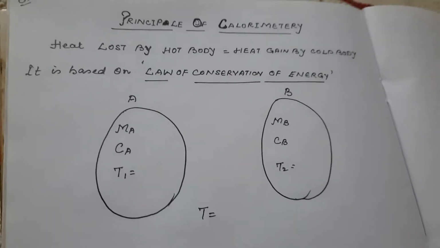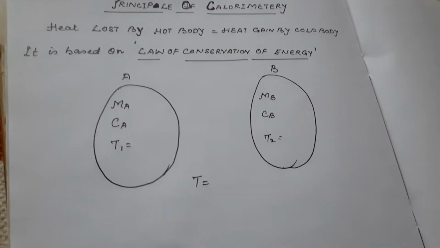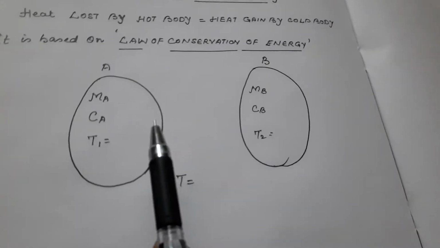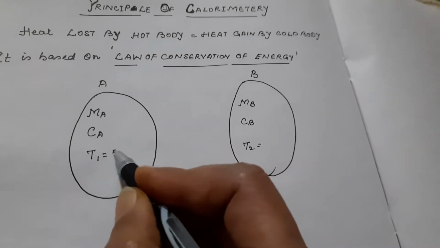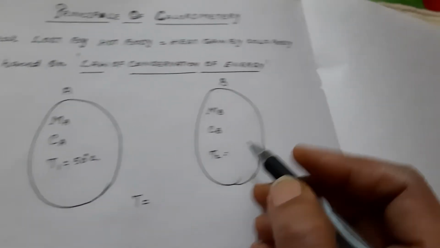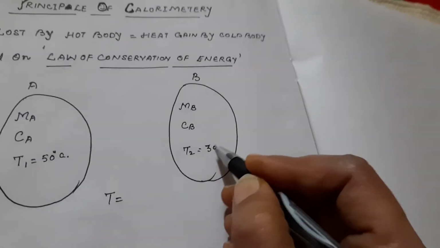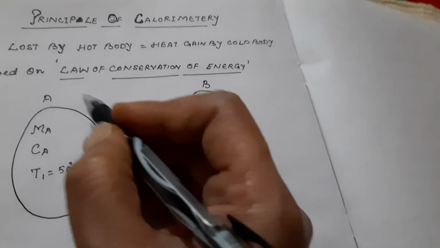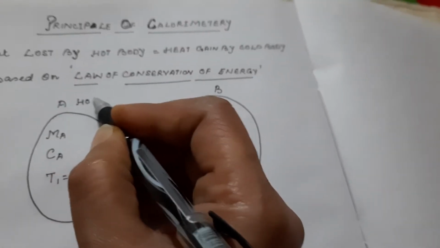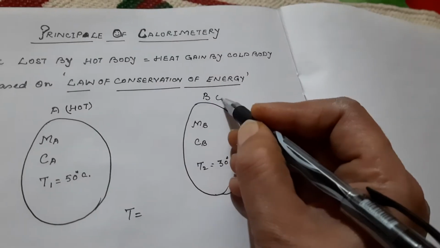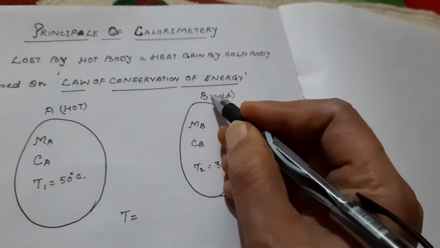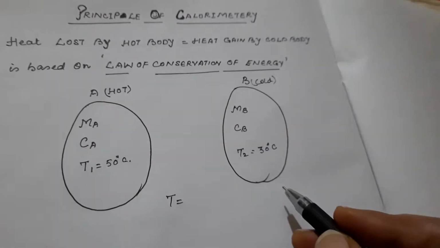Here I will explain how to apply this principle of calorimetry. I just consider two bodies, body A and body B. Suppose body A's temperature is 50 degrees Celsius and body B's temperature is 30 degrees Celsius. With that, we will consider A as the hot body and B as the cold body. Obviously, we identify this on the basis of temperature.